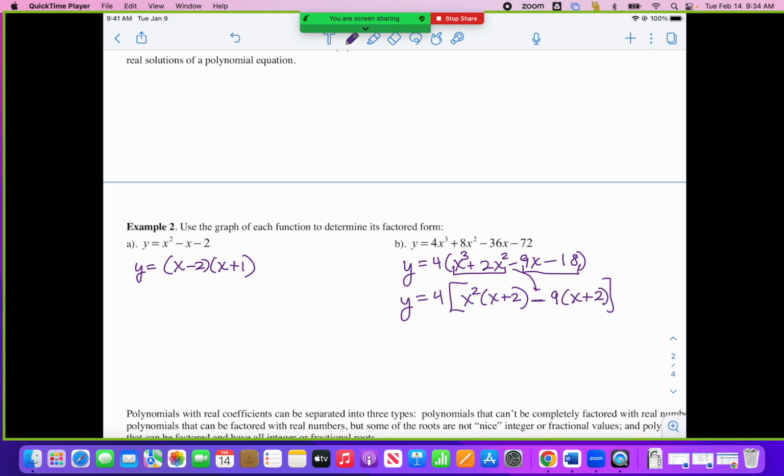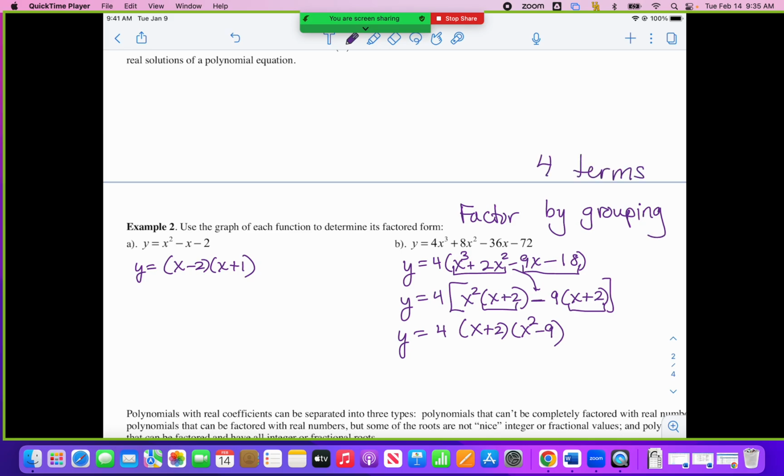Do you see why that's an x plus 2 at the end instead of a minus 2? Because I pulled the minus out front. Then they both have an x plus 2. So I factor out x plus 2, and then what's left is x squared minus 9. Okay, this is called factor by grouping. Factor by grouping is when you have 4 terms.